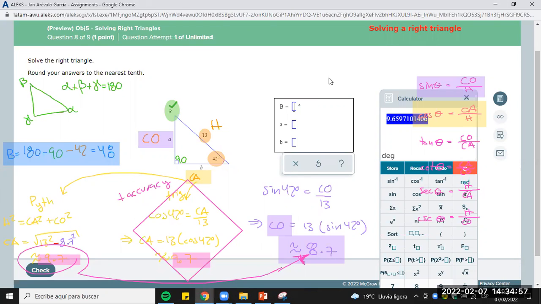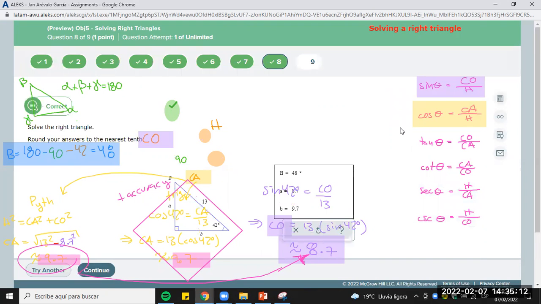So okay, let us write the answers. 48 for the angle. A equals 8.7 and B equals 9.7. In this case, both ways gave me the same, but be careful. Great.